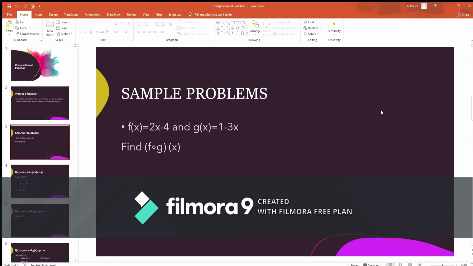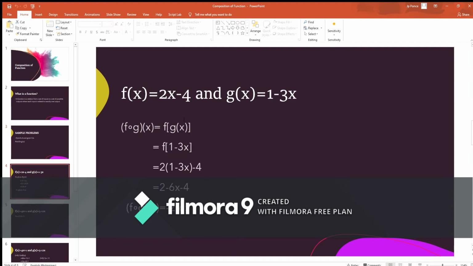So in this problem, f of x is equal to 2x minus 4 and g of x is equal to 1 minus 3x. Now we have to find f of g of x. In order to do that, we just have this simple solution. What this means is you combine these two functions.